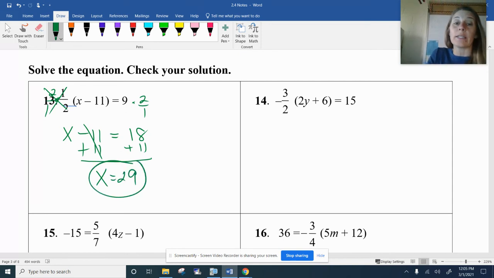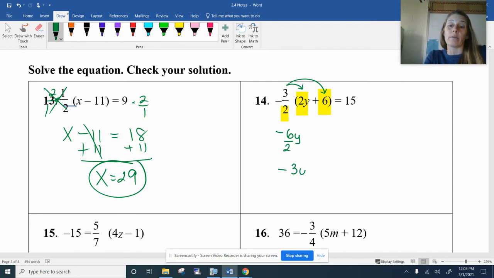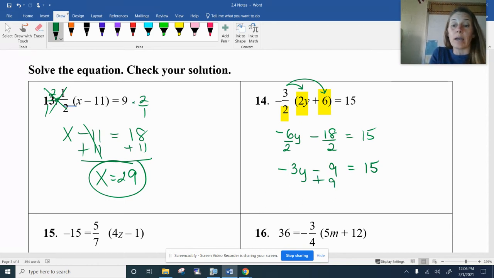Now, if I go to number 14, this time, because 2 and 6 are both divisible by 2, using the distributive property isn't such a bad idea. If I do negative 3 over 2 times 2y, I get negative 6y over 2, which simplifies to negative 3y. When I do negative 3 over 2 times 6, I get negative 18 over 2, which simplifies to minus 9. So you can see when you distribute here, because the 2 and the 6 are divisible by 2, the fraction kind of goes away as part of the process. Now I would just add 9.